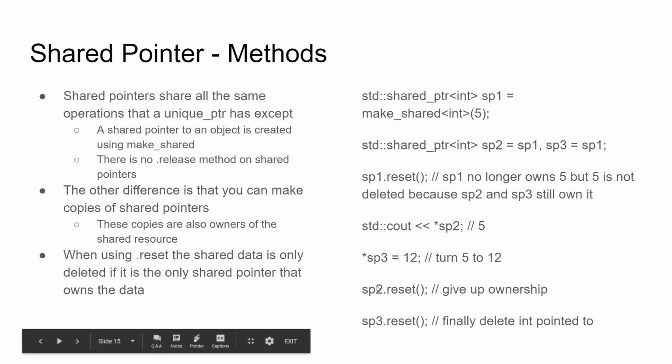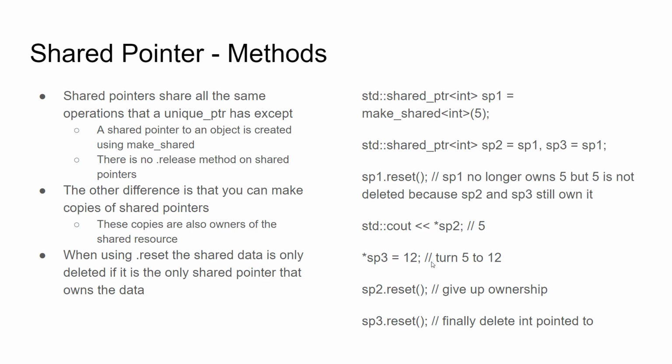So this is not saying sp3 points to 12. It says change whatever sp3 points to, to 12. So it goes and changes this 5 to a 12, but it's not making it point to something different. But if you did make sp2 point to something else, then it would stop asserting ownership over that value. And so the use counter would go down by 1. So it wouldn't be sharing anymore because it's now asserting ownership over something else instead.